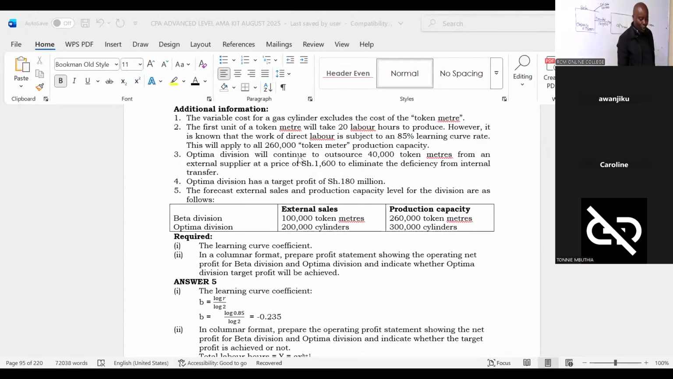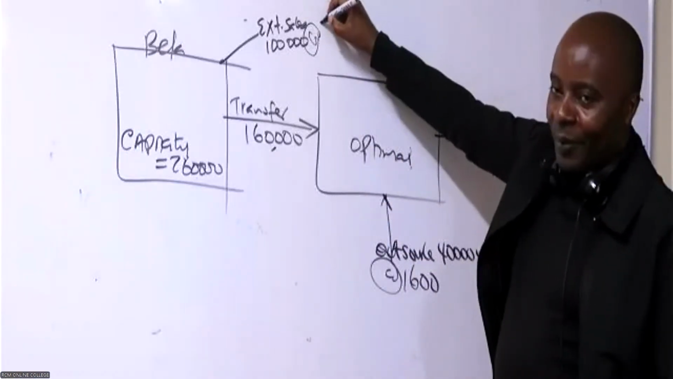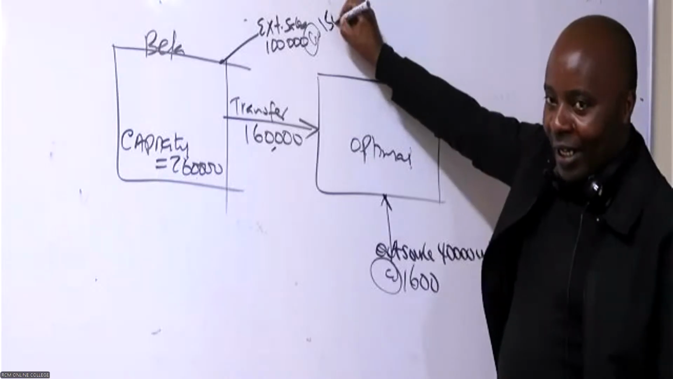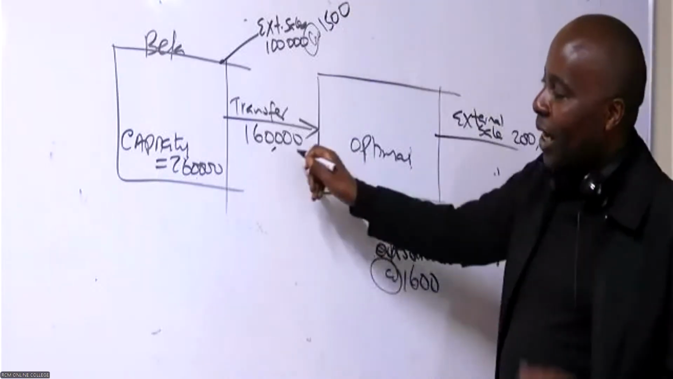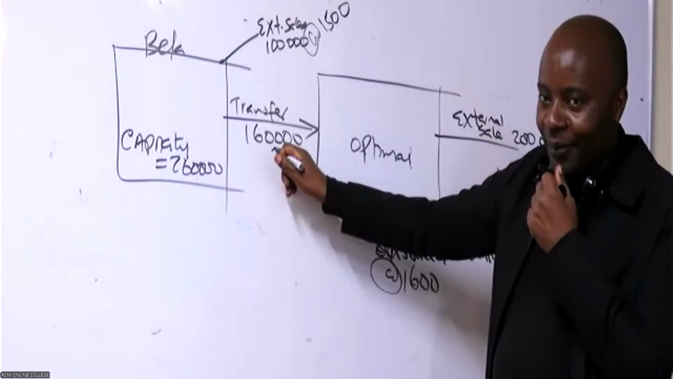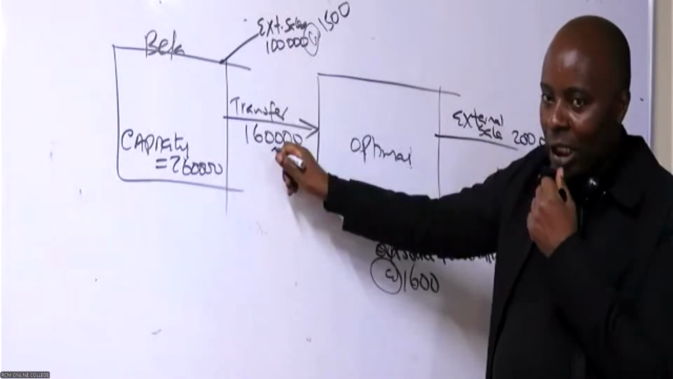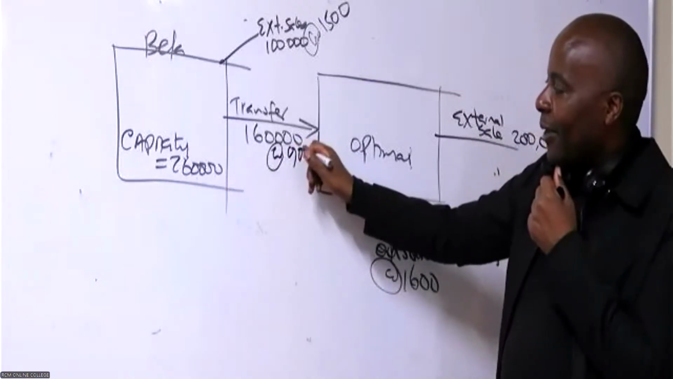Optima Division will continue to outsource 40,000 token meters from the external supplier at that price to eliminate the deficiency from external transfer. The others are neither here nor there. So let's try posting this into the P&L. So beta, external sales is how much? How much are we selling to the external market? 1,500. And then internally, how much are we getting? 900, isn't it?